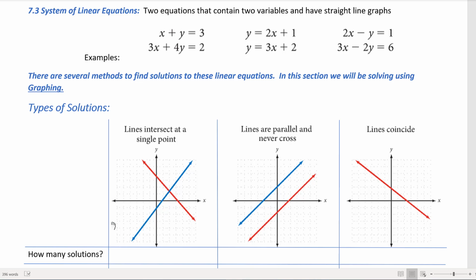Today's lesson is on systems of linear equations. First, we need to define what a system of linear equations is. It is two equations that contain two variables and have straight line graphs. Now we've graphed these things before, so x plus y equals 3 because it's got an x and a y, and there's no squared or square roots or any other interesting things there.